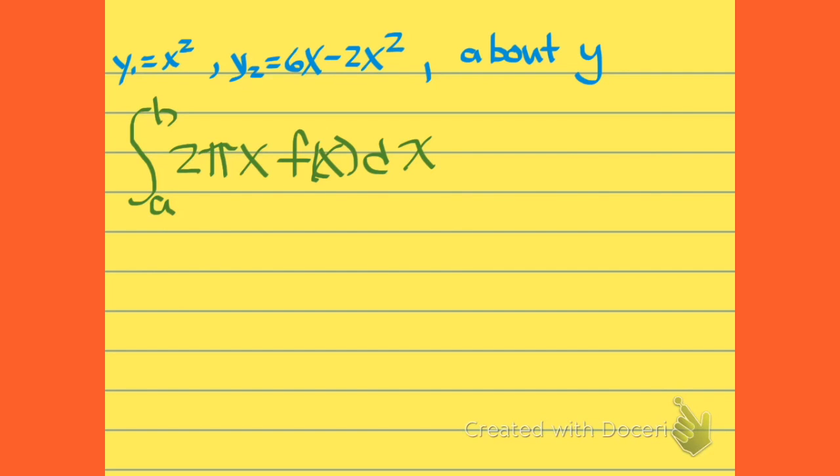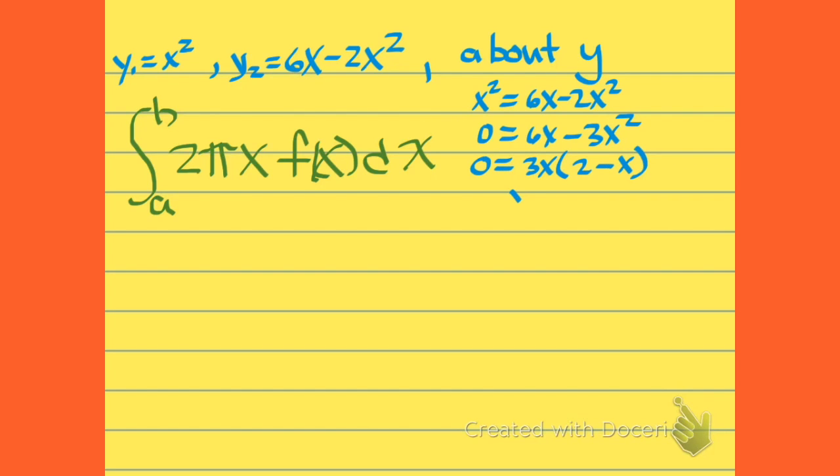When we're using the shell method, it's the circumference times the height. So let's get our limits of integration. We do that by setting the two functions equal to each other and solving. Get them all to one side, factor, and find that our x's are going to be 0 and 2.